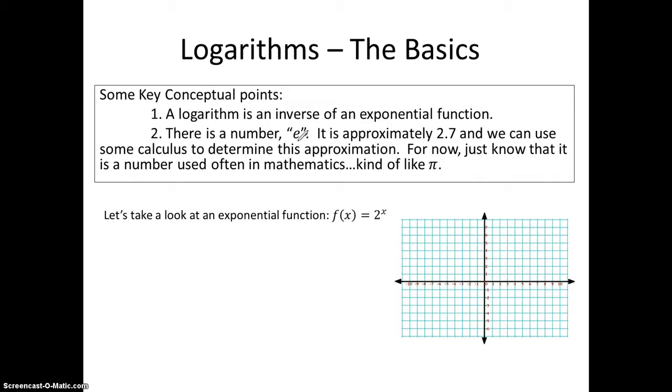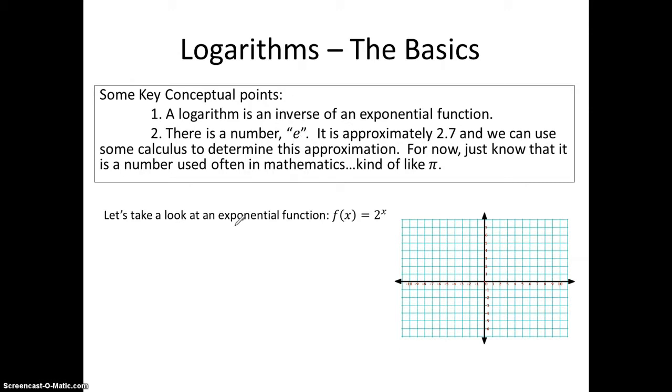There is a number e, and it's approximately about 2.7, and we can use some calculus to determine what this number is, but for now all I want you to do is just remember that this is a number. So when I use it in terms of the math that we're going to be doing, remember that it's a number. It's kind of like pi. You know, pi is 3.14 and goes on forever. It's an irrational number. e is also an irrational number. Okay, so it's not a variable, this is a number.